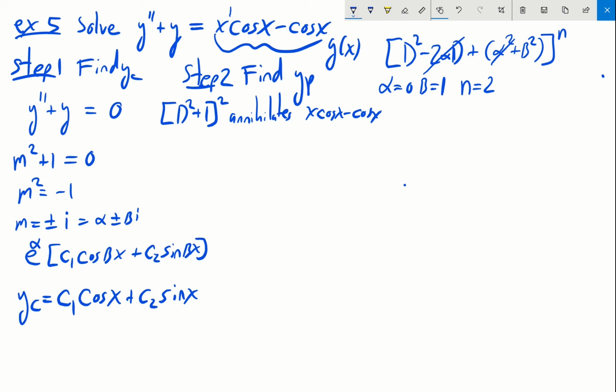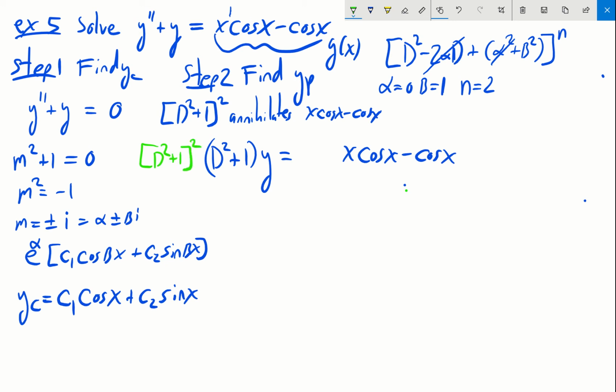So what we're now going to do is apply that differential operator to both sides. And before I do so, let's go ahead and write our differential equation in operator format. y double prime plus y, that would be D squared plus 1 applied to the function y, is equal to x cosine x minus cosine x. And we're now applying our annihilator operator, which is D squared plus 1 squared.